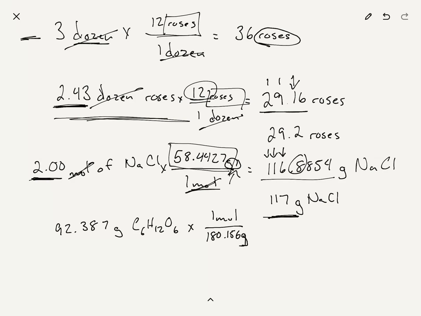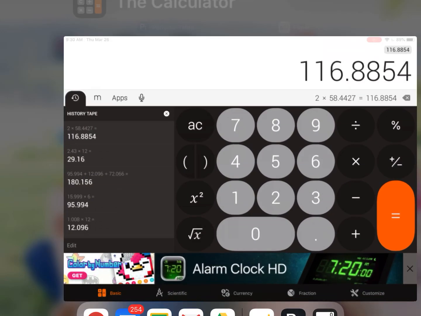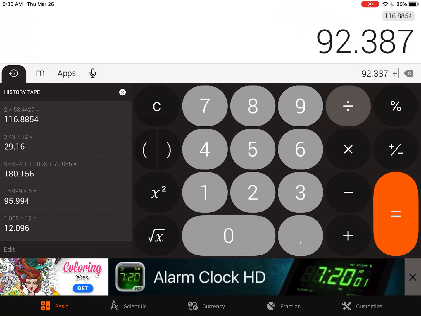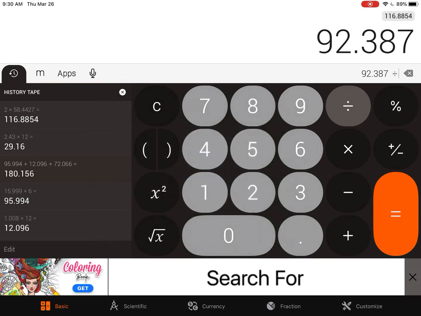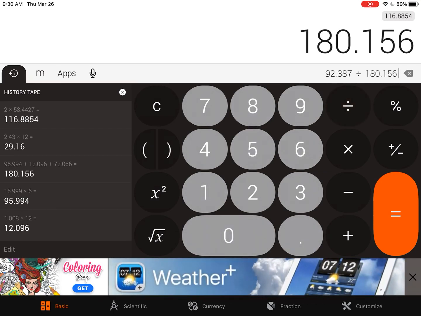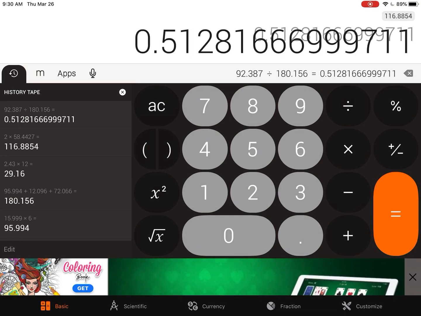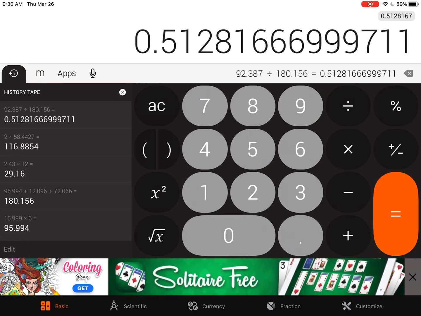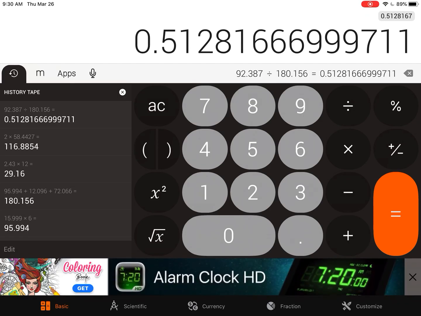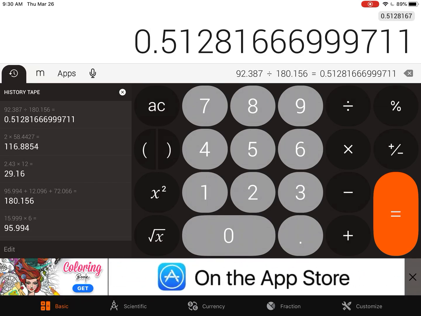So notice this time our conversion factor is on the bottom. If it was on the top and we multiplied these two, we would have grams squared per mole. That's weird. So instead we need to be able to divide by grams to cancel out our grams and end up with moles as our final answer. So 92.387 divided by 180.156 is going to give us 0.5128166. So we're going to have 0.51281.